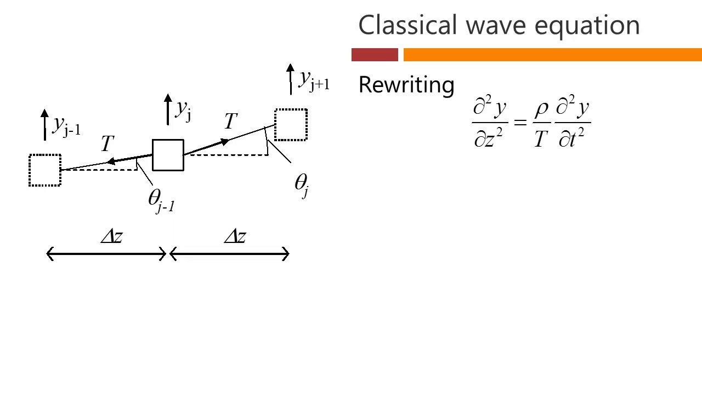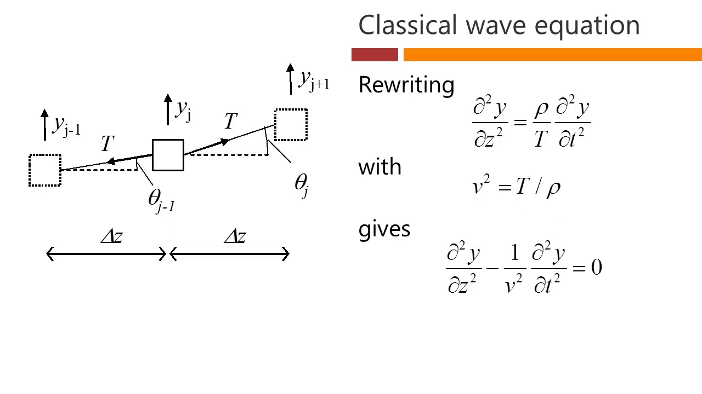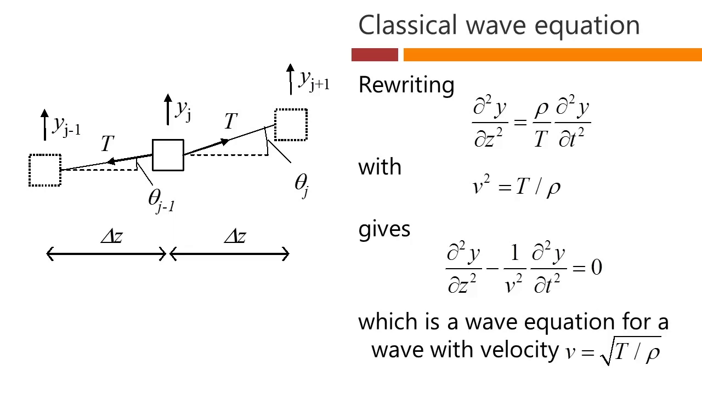Rewriting this using v squared equal to T over rho, then we'll get an equation like this. And this is a classical wave equation: d2y by dz squared minus 1 over v squared d2y by dt squared is equal to 0. And this wave equation, as we can easily check, corresponds to one with a wave velocity that's equal to the square root of T divided by rho.